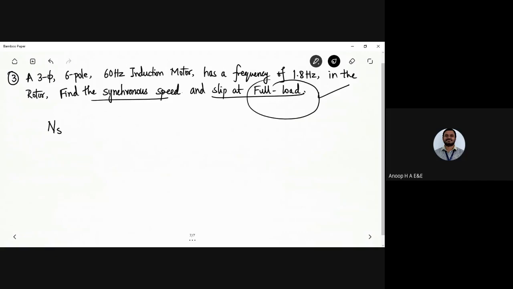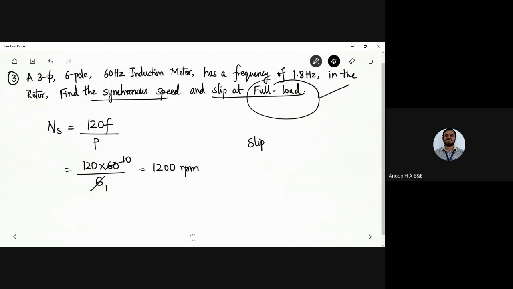How do you find synchronous speed? Ns equals 120 F divided by P, that is 120 into 60 divided by 6. So that is 1200 RPM, that is revolutions per minute.